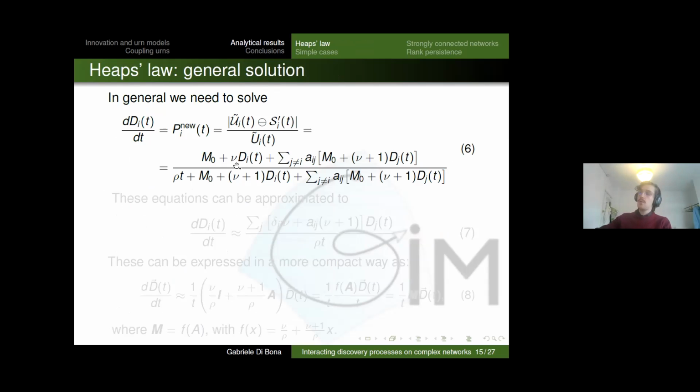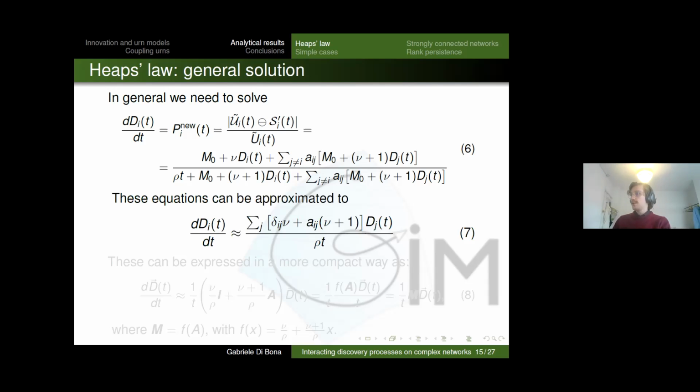So these were the equations that we wrote before, and they seem very complicated to be solved. So what we can do is some approximation. For example, we can get rid of these M zeros, and depending on the parameters, but in a valid range of parameters, we can also approximate the denominator to just rho t and see what this can bring us.